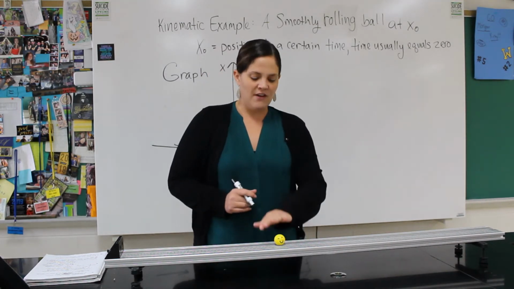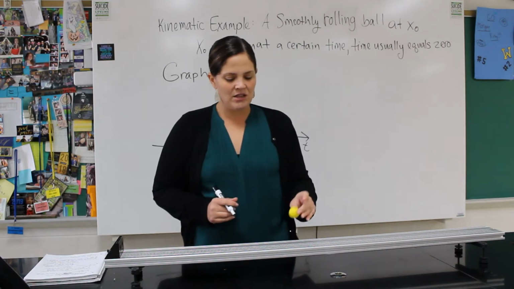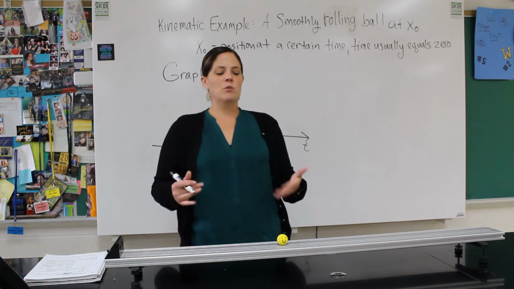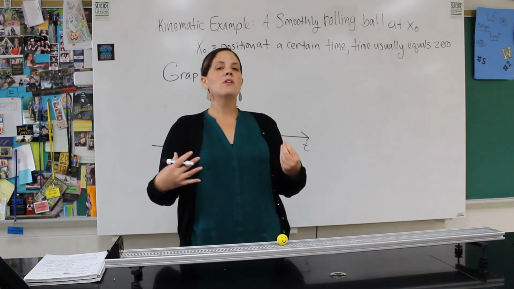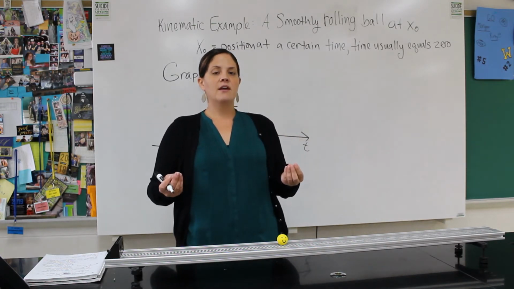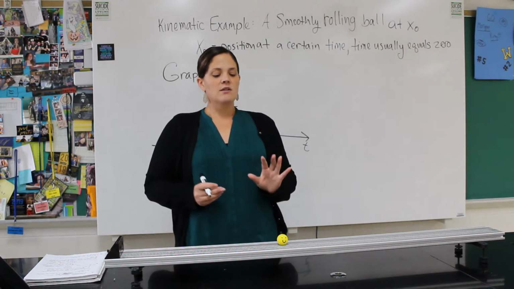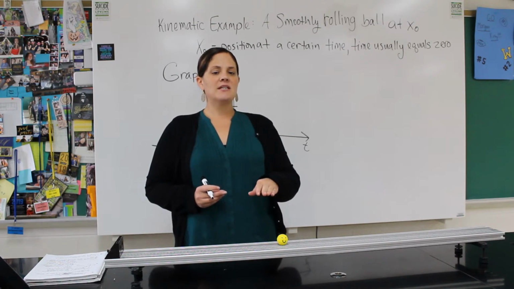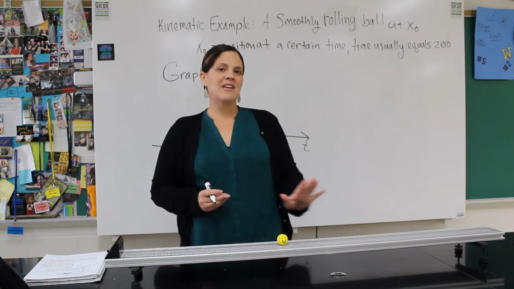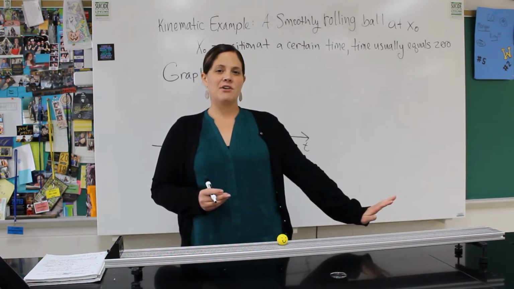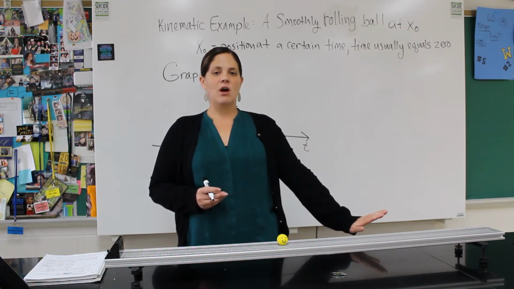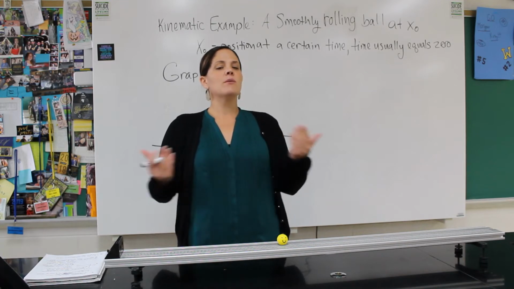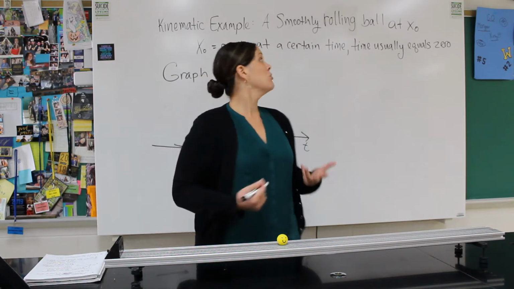So Janice, if I roll her uniformly, what does that look like on my graph? Well, first of all, I need you to understand that we're using a model. Rolling is actually way more complicated than what we're looking at here. So we're going to pretend that Janice is just moving smoothly, sliding down our track rather than rolling, because rolling is too complicated.